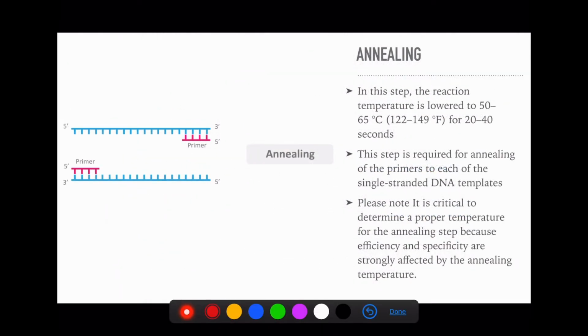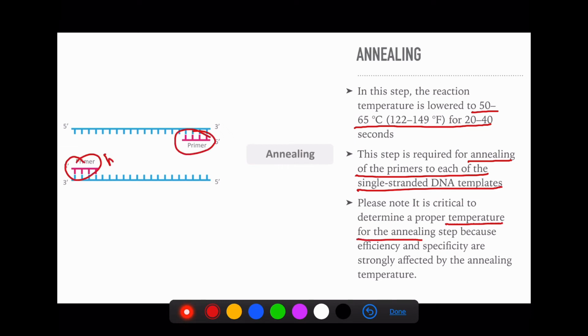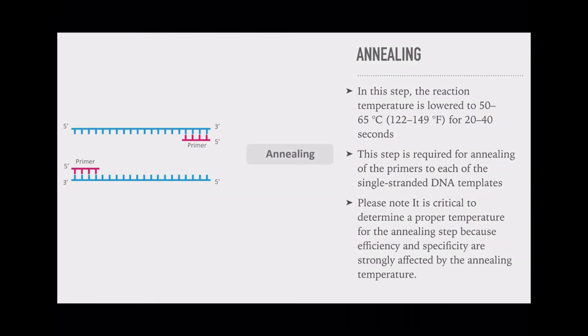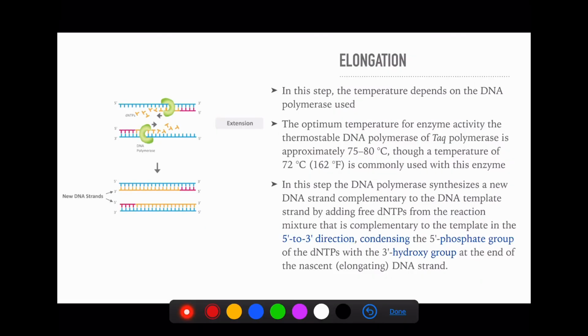The next crucial step is annealing. This step is essential for primer binding to each strand of denatured DNA. In this step, the temperature of the thermocycler chamber is reduced to about 50 to 65 degrees Celsius, which lasts for about 20 to 40 seconds. In this step, temperature plays an important role because efficiency and specificity of primers are largely affected by annealing temperature. I will make an elaborate and separate video on primer designing later on, where I will discuss all these facts in details. After primer annealing, the next step of cyclic event is elongation.